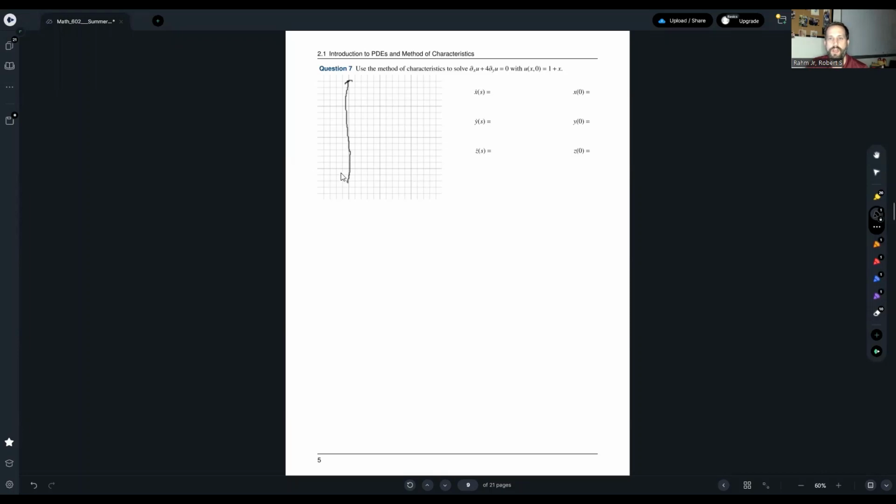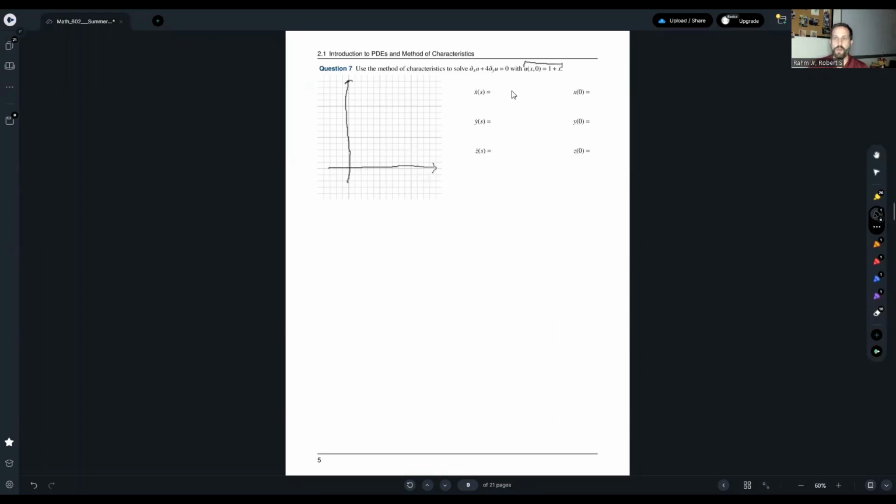Okay, and we call that the Cauchy data. And I'll say a little bit more about that later on. We call this right here the Cauchy data. It's a curve. The curve is the x-axis, and the values of the function are given by 1 plus x.